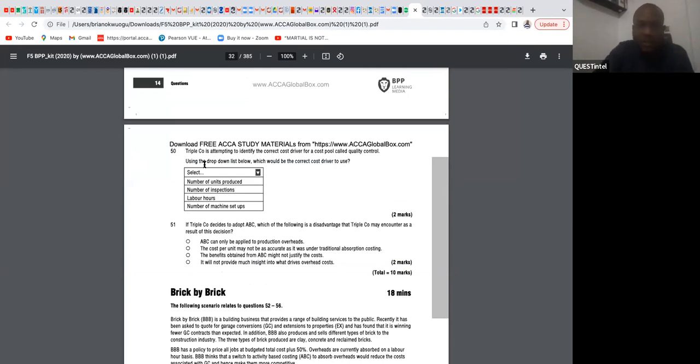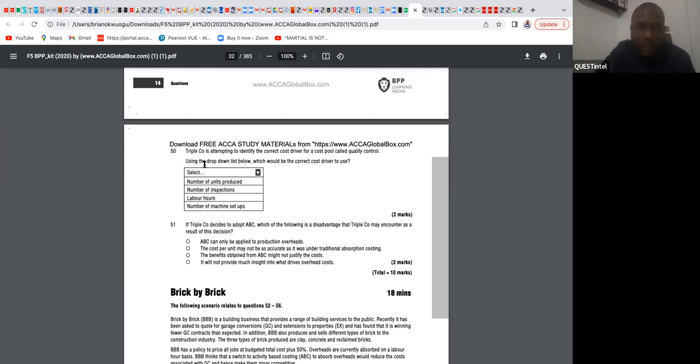Now, Triple is attempting to identify the correct cost driver for a cost pool called quality control. Okay, so this is now logic, the kind of thing you might see first in the exam. For a cost pool called quality control, we want to control quality. So number of inspections will work. Straightforward. Maybe I've seen the question a number of times, but quality control, I want to control quality. How do I control quality? I inspect it a lot now. So I've seen my answer already. I'm not sure whether it's because I've seen it before that it just came to my mind. Unfortunately, I've spoiled the question.